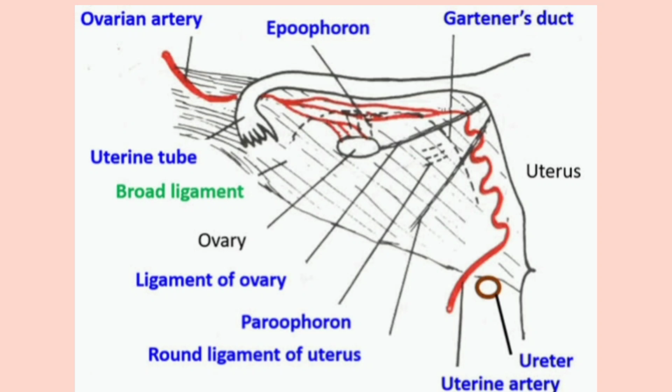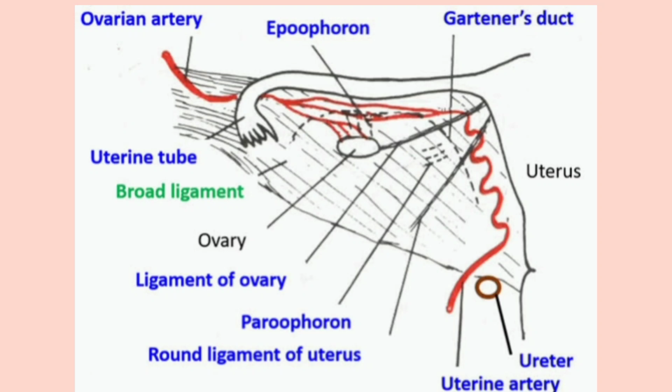Then two vessels: one is the uterine artery or uterine vessels, and the other is the ovarian vessels. Then two nerve plexuses: one is the uterovaginal plexus, one is the ovarian plexus.